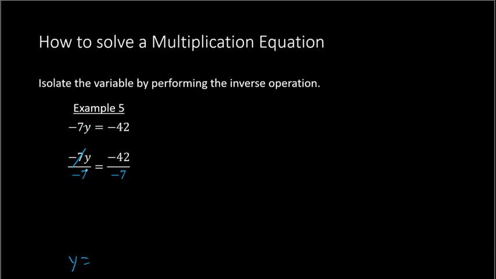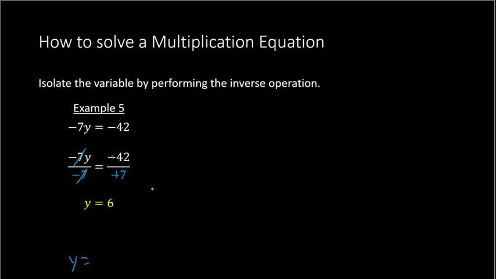On the left, this will cancel. On the right, -42 divided by -7. Two negatives divided with each other make a positive number. So that gives you a positive 6 on the right. So our solution is y equals positive 6.